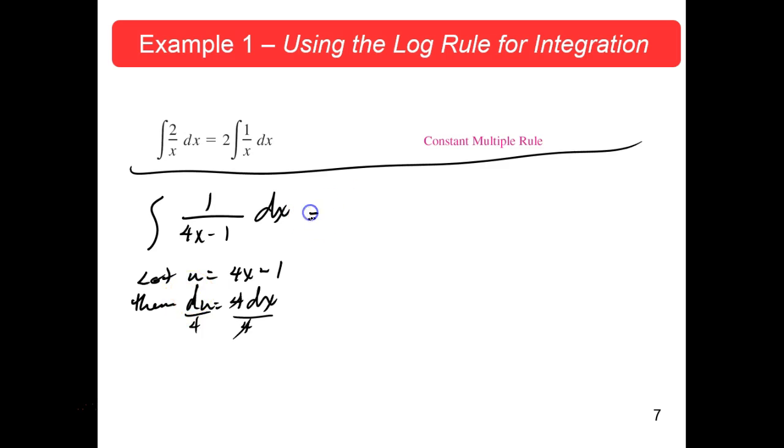So let's see what we've got now when we did our substitution. We have the integral, and we don't have limits, so we don't have to worry about there. 1 over u, right? Because that was our u. Your dx is du over 4. I'm going to take the 4 on the outside, so this is going to be 1/4. And what is the antiderivative of 1 over u du?